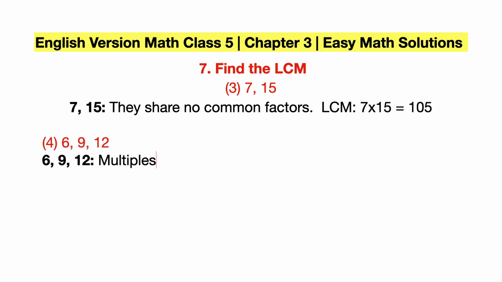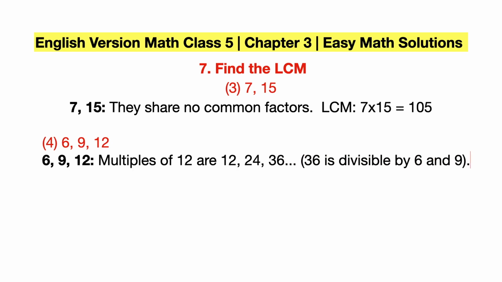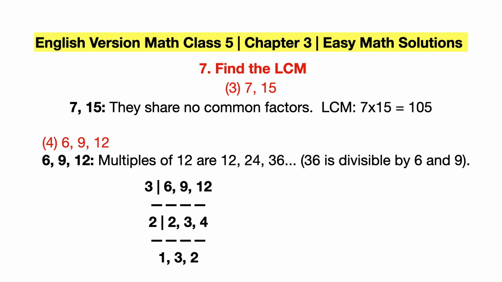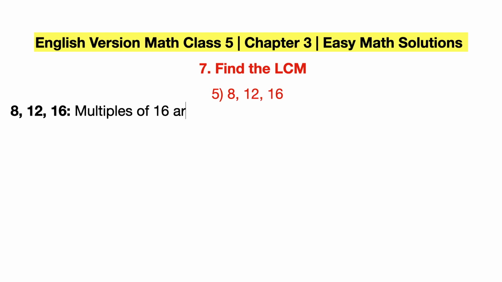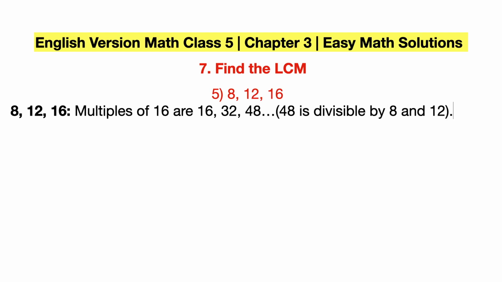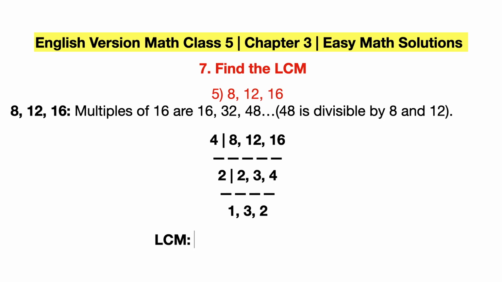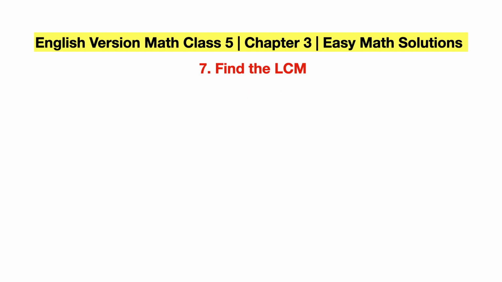Number 4, 6, 9, 12. Then the LCM of 6, 9, 12 equals 3, 2, 3, 2. If we multiply them, it equals 36. Number 5, 8, 12, 16. If we check another way, then we can see 4, 2, 3, 2 equals 48.